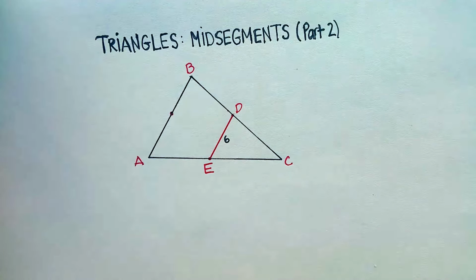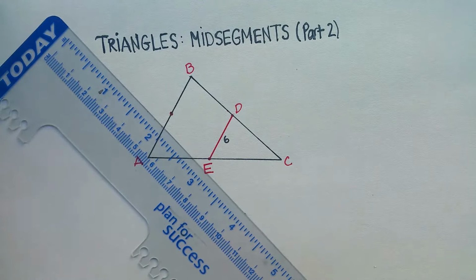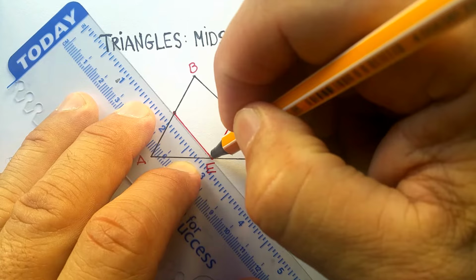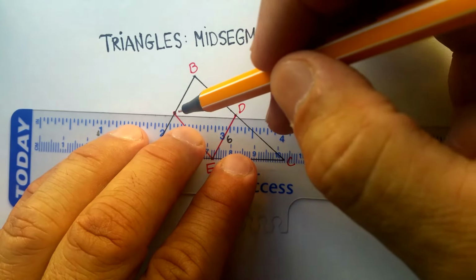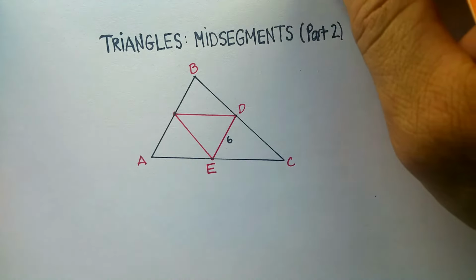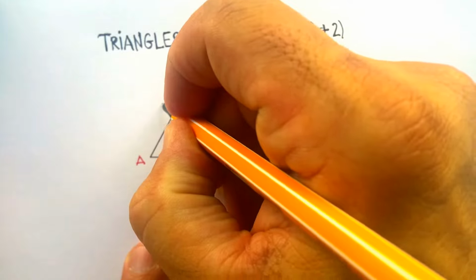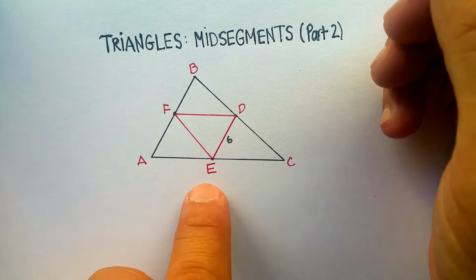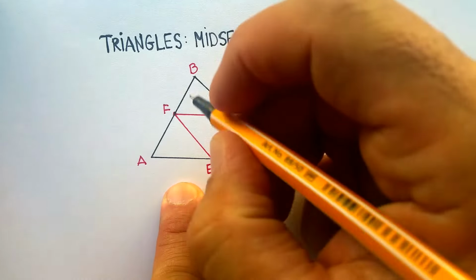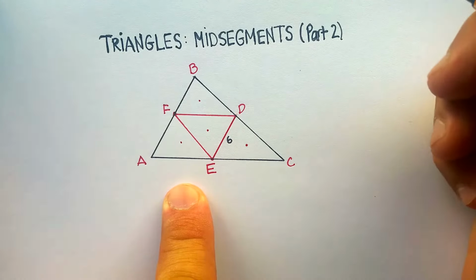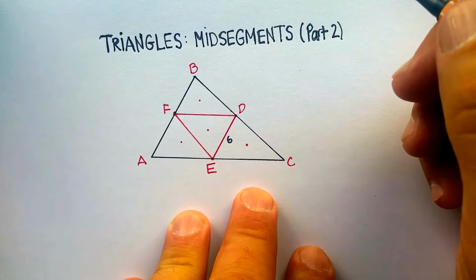Now what I'm going to do this time is connect all the midpoints and show you another property of midpoints and mid-segments. So I'm going to connect this midpoint to that midpoint, and this midpoint to that midpoint, and let's go ahead and call this midpoint F, okay? What I have done here is I have created 1, 2, 3, 4 congruent triangles.